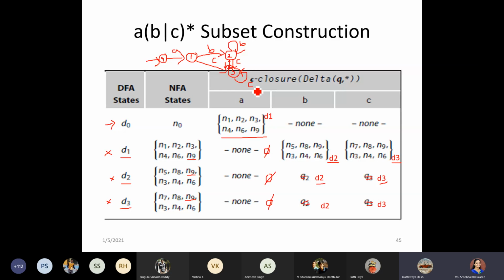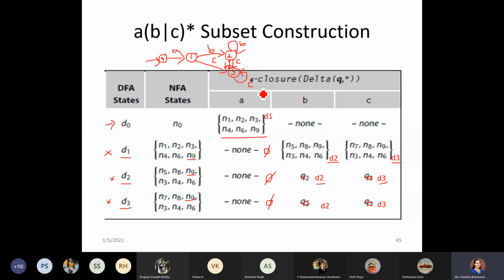Madam, can you explain the D3 part? Which part? Only the D3 part. What is not understood? In D3, with respect to A transition, we don't have any transition to be written, so we can leave it. With respect to B transition, we are reaching D2, so we have drawn an arrow which points to the second state. Okay. With respect to C transition, we will be in the self loop.